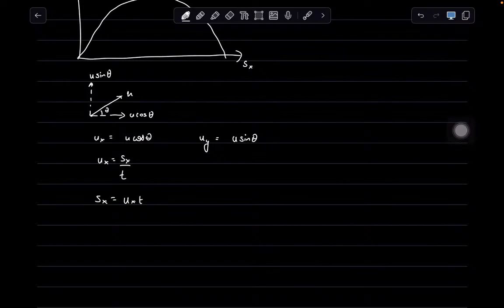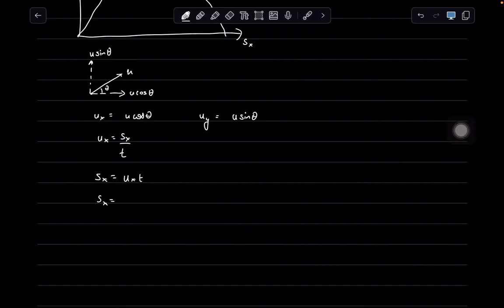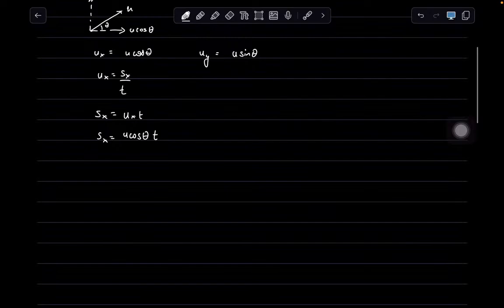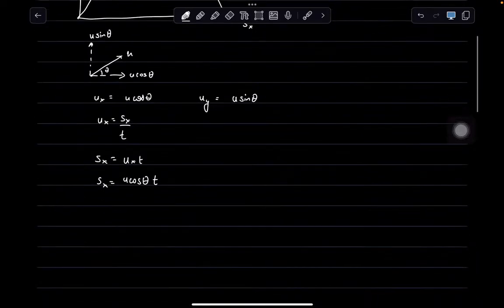Now ux can be written as u cos theta, right? And then I can multiply it by t. U cos theta is a constant, since u is a constant and theta is a constant. But how do I figure out t? For t, I think we can make use of the y component of the equation. So I know that uy is u sine theta. Now I know for a fact that if I'm trying to figure out the maximum height, then at the maximum height, the velocity of the y component should be equal to 0.